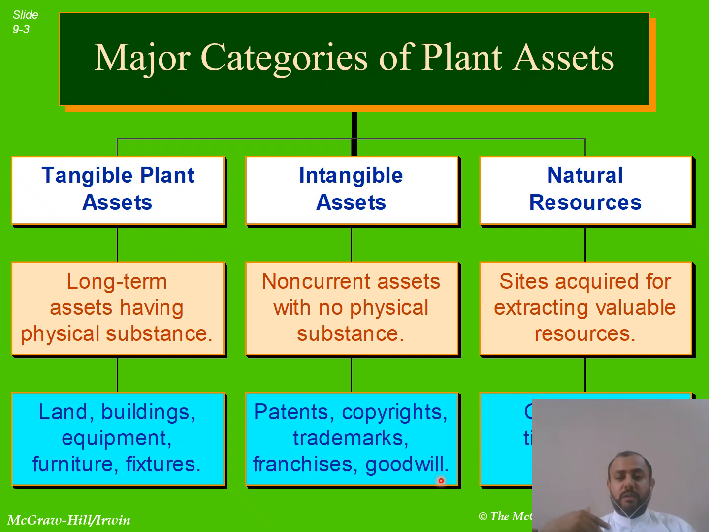Similarly, the goodwill. For example, recently Uber has purchased Careem. So the transaction price will also include the goodwill, that is the reputation of the company. That also has some value. So that is called intangible assets. Third one is natural resources. Natural resources are being extracted. It can be coal mines, some minerals, or crude oil. These are the three main categories of plant assets: tangible plant assets, intangible assets like copyrights, trademarks, goodwill, and third is natural resources.